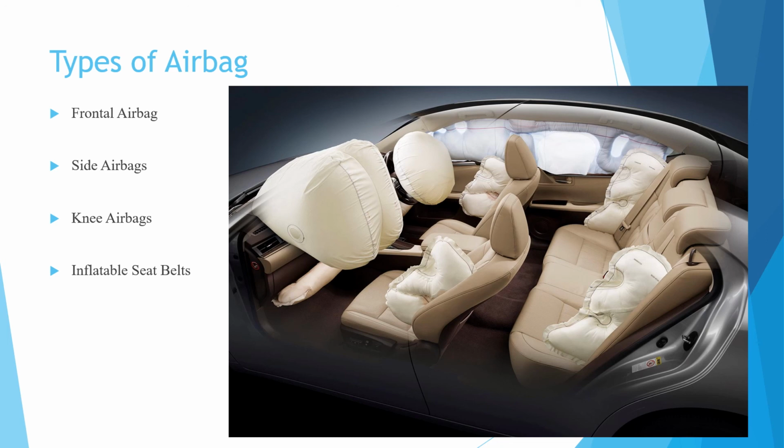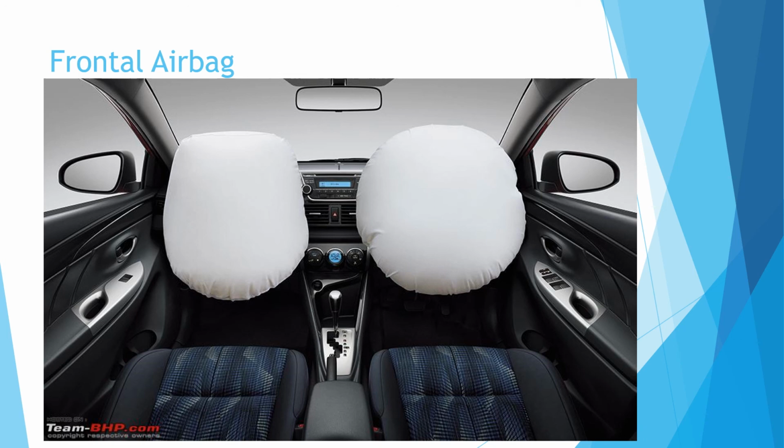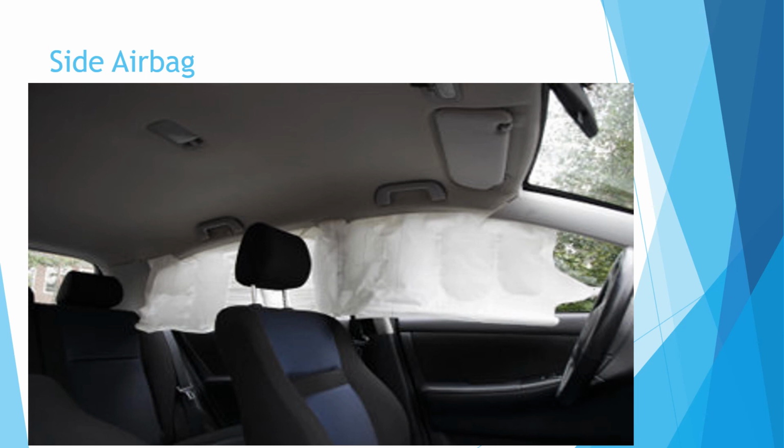Now we come to the various types of airbag. Basically, there are four types: frontal airbag, side airbag, knee airbag and inflatable seat belt. The first one is the frontal airbag. Frontal airbag means the driver's airbag and the airbag for the passenger sitting beside the driver. These are placed in the front interior of the vehicle. Next is the side airbag, which is placed on the side of the car and is used to protect from side impact.